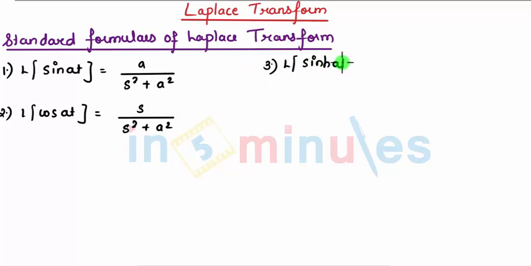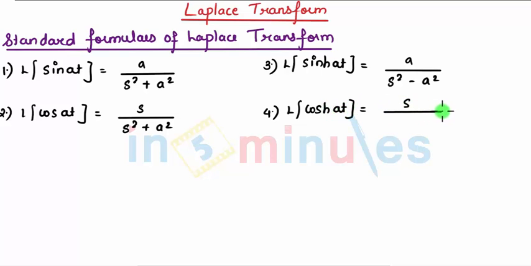So these are trigonometric. In the same way, the third one, Laplace of the hyperbolic function sine hyperbolic at, comes a upon s square minus a square. Fourth, Laplace of cos hyperbolic at, that is s upon s square minus a square. See, you can easily remember the difference between a hyperbolic function and a trigonometric function. Only in the denominator you have a minus sign.